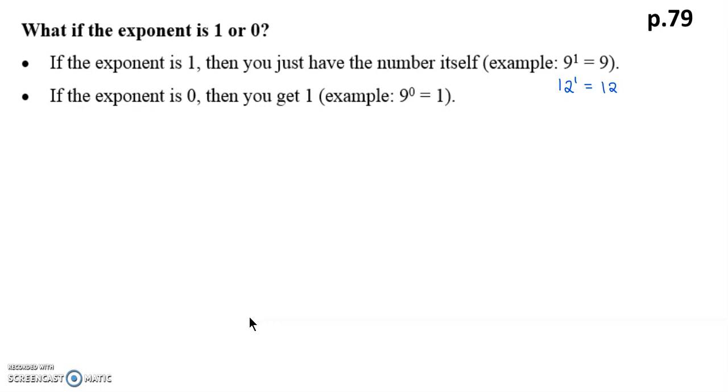But if the exponent is 0, then you get 1. So another rule is, if you have 9 to the power of 0 or 12 to the power of 0, as soon as we see a 0 power, it actually bumps the number back down to 1. So these are two things that you may want to write down in your notes or put stars beside, because they do come up again and again.